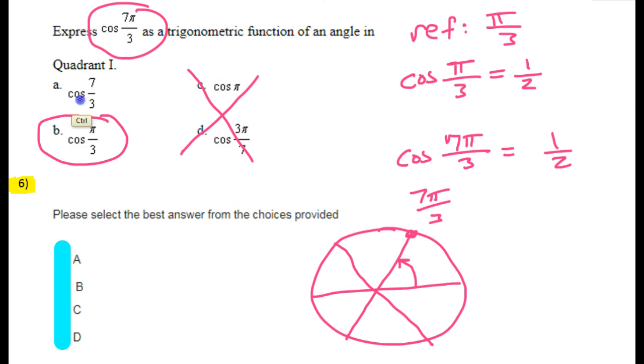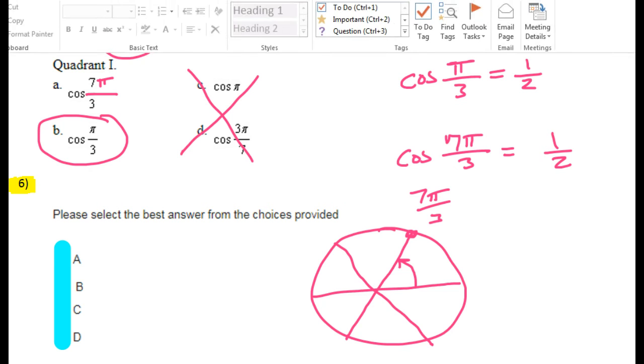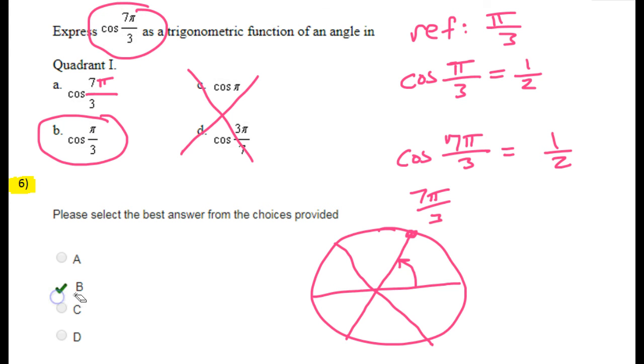Oh, by the way, the reference angle of this is not pi over 3 either. If this was 7 pi over 3, then the reference angle would be pi over 3. But without the pi, then that's meaningless. So the answer is B. Let's just reveal and check our answer. Awesome.